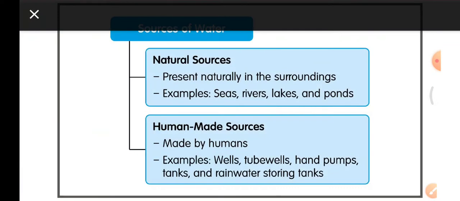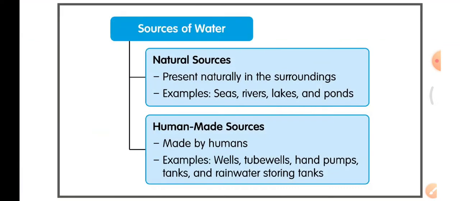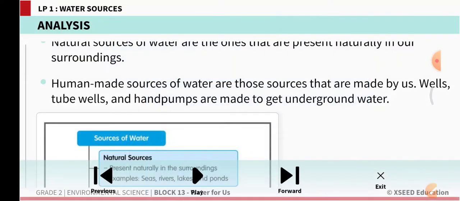Now let us look at this picture. Okay, sources of water, how many are there? Natural sources in the first box and human made sources in the second box. Natural sources present naturally in the surroundings. Examples: seas, rivers, lakes and ponds. Human made sources made by humans. Examples: wells, tube wells, hand pumps, tanks and rainwater storing tanks. Right? So let's move on.